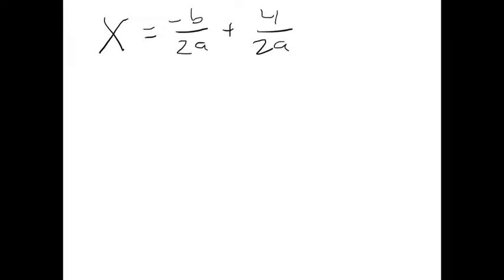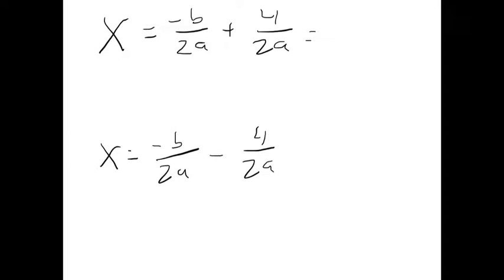Finding the other values of x, we need to use the quadratic formula, which is x equals -b over 2a plus, in this case, we know that it's 4 over 2a. And then we have to find x equals -b over 2a minus 4 over 2a. Let's plug our numbers into that.